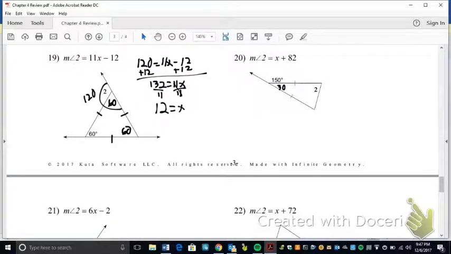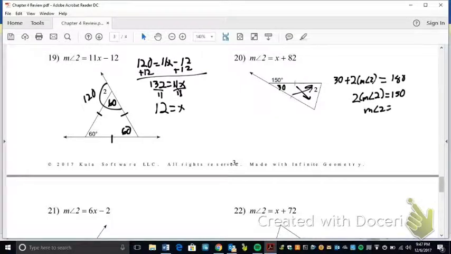So here, 20. We're going to kind of go backwards on that. Before we found the inner angle and went to the outer one. Here we find the outer, that exterior angle, and we go inside. Again, we know that they both equal 180. So 150 plus what equals 180? It's 30. Here we have an isosceles triangle, so we know those two base angles are the same. So 30 plus 2 times the measure of angle 2 equals 180. Subtract 30, and we get 2 times the measure of angle 2 equals 150. Divide both sides by 2, and we get the measure of angle 2 equals 75.